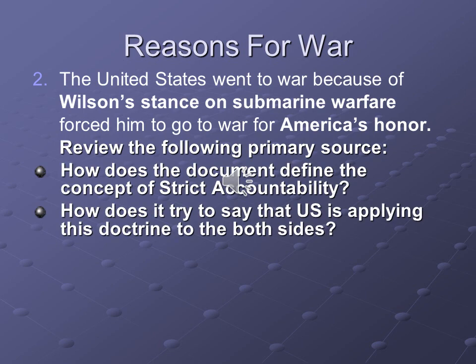All right, so what I want you to do now is to pull out that document of strict accountability again. I want you to reread it. How does Wilson define strict accountability? How does he try to say that the U.S. is applying this doctrine to both sides? When you look at this document, what exactly is strict accountability? Pull a quote out of there that really identifies what this document is saying.